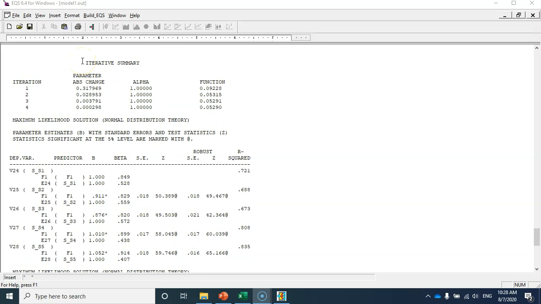Then after the robust fit indices, you can see the iterative summary, and here the program has converged in 4 iterations, and the convergence has been smooth as evidenced by the alpha values being 1 in these iterations.